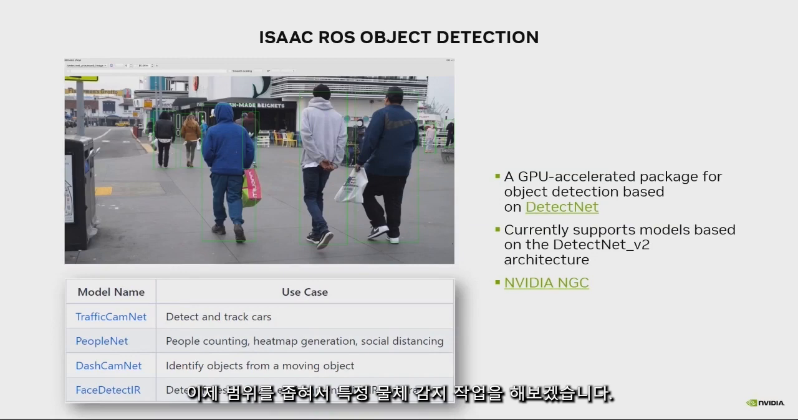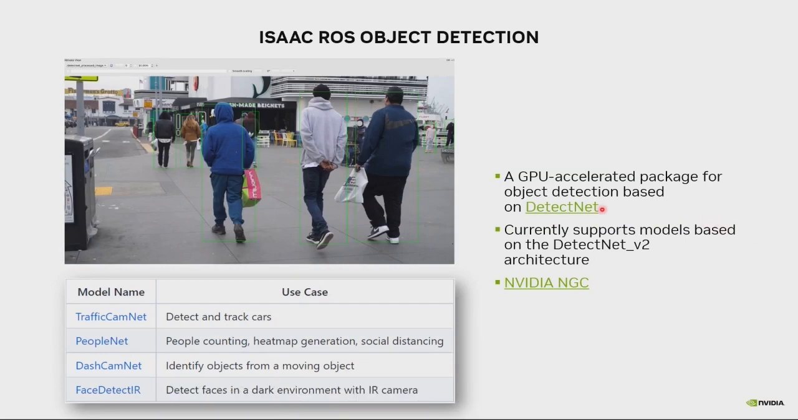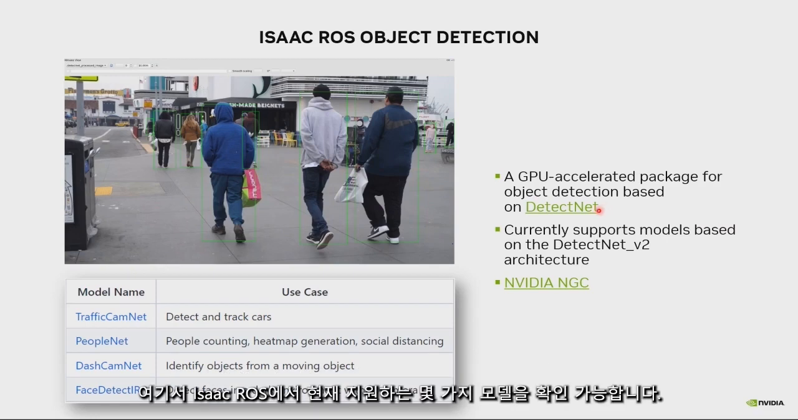the specific task of object detection. Isaac ROS provides a package for object detection based on DetectNet. DetectNet is similar to other popular object detection models, such as YOLO v3, Faster RCNN, and SSD. Here are some of the models currently supported by Isaac ROS.